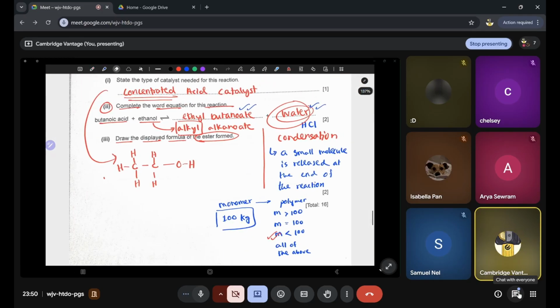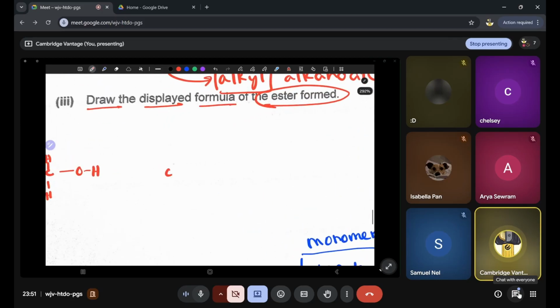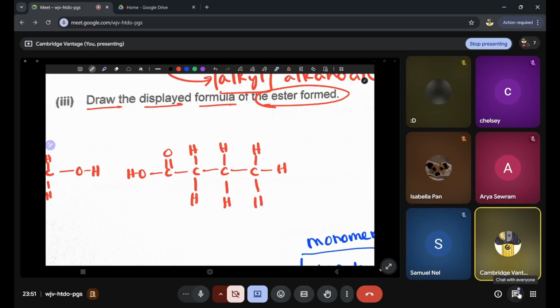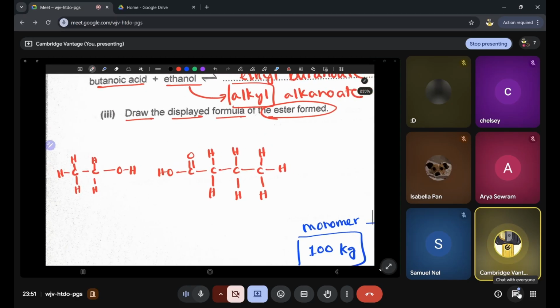And it's butanoic acid, so it's going to be COOH, CH2, H2. So I have my ethanol and my butanoic acid.